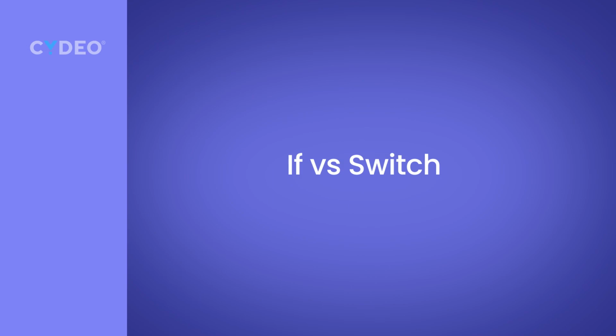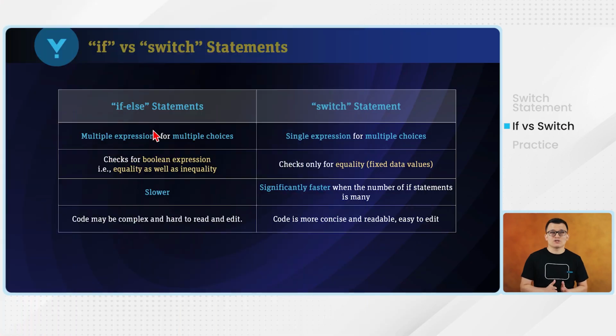And here are the differences between the if statement and the switch statement. The if statement allows multiple expressions for multiple choices, but the switch statement is a single expression for multiple choices. The if statement checks for a Boolean expression. It could be any Boolean expression, such as equal, not equal, contains, not contains, greater, less than, any Boolean expression can be given in the if statement.